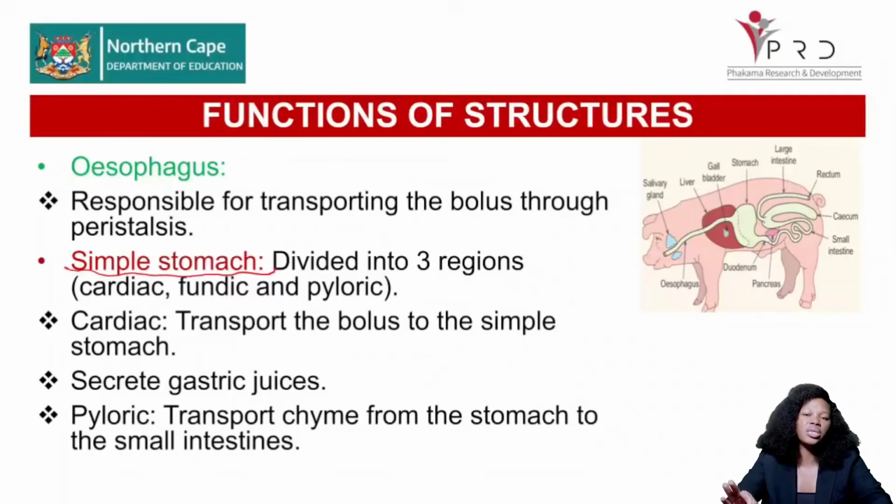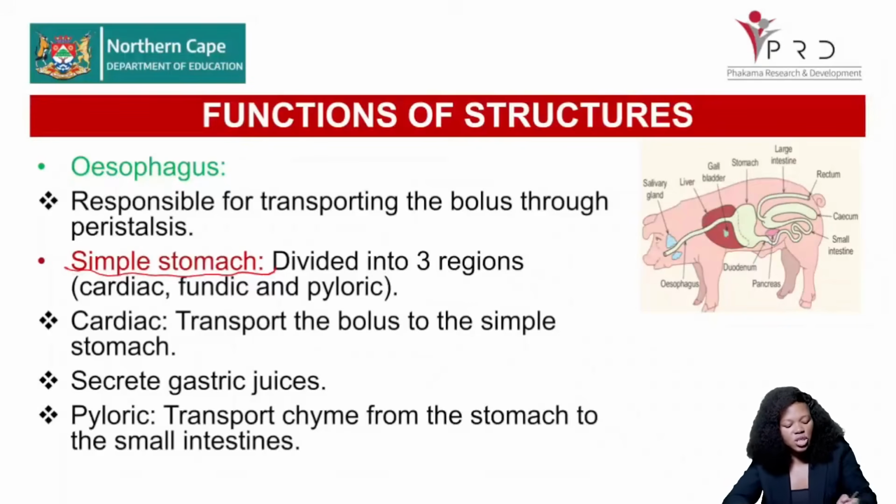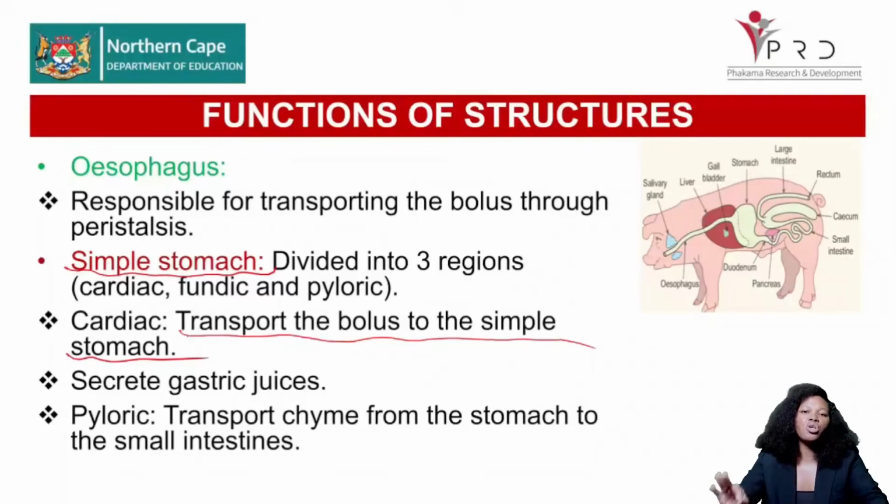It is the first region making up a simple stomach. It is responsible for the transportation of bolus from the esophagus to the simple stomach, and it also prevents the bolus or the food particles from re-entering or moving back to the esophagus, right? It assists with the transportation to the simple stomach, but it does not take the food from the simple stomach to the esophagus, right?